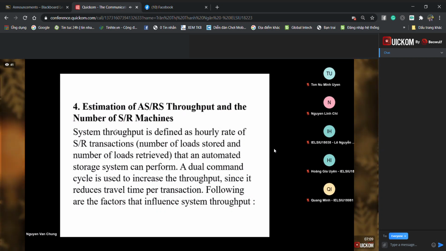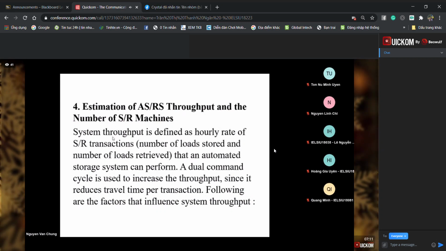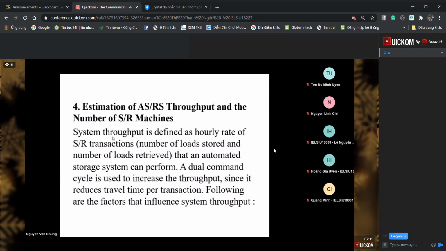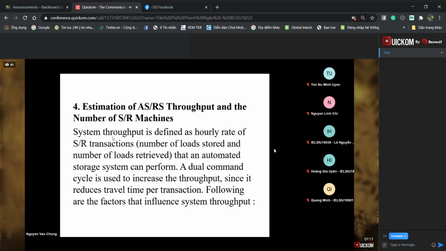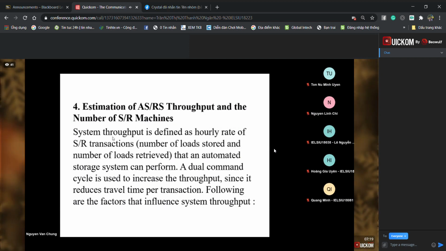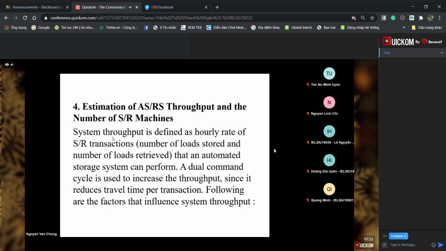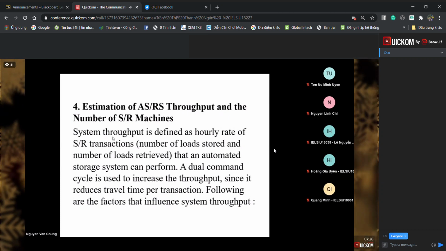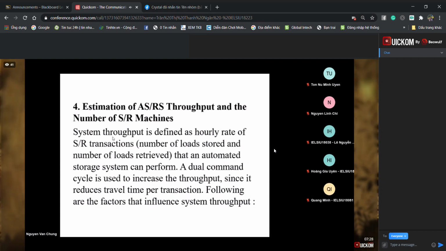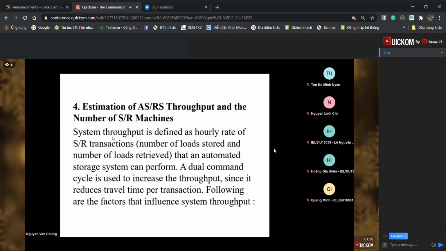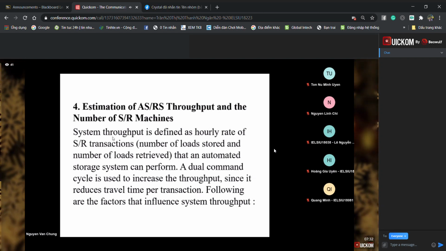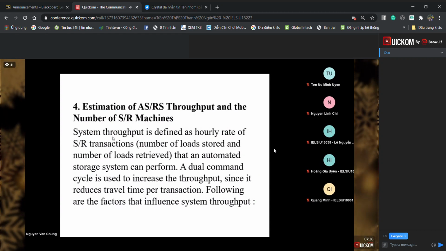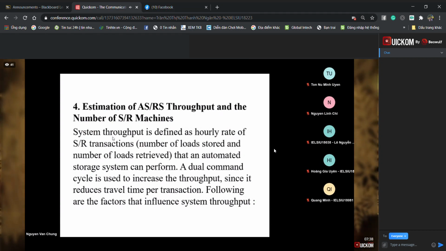Now we see that it is the same as the number of AS machines. Also, maybe you can give us the question. The question: if we have the number of IO, so like that, you have the same. This is the number of AS machines.